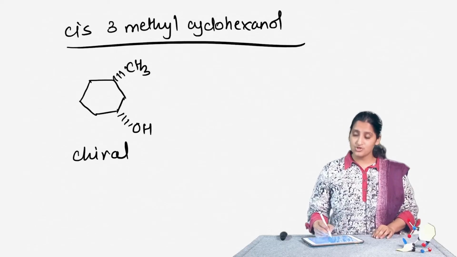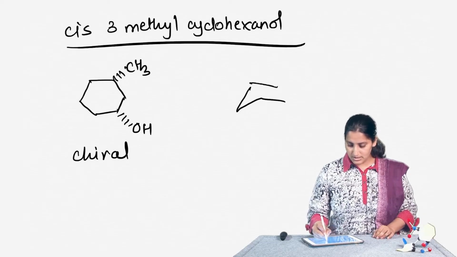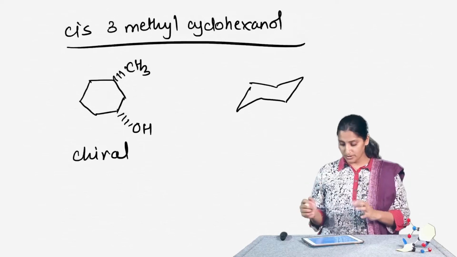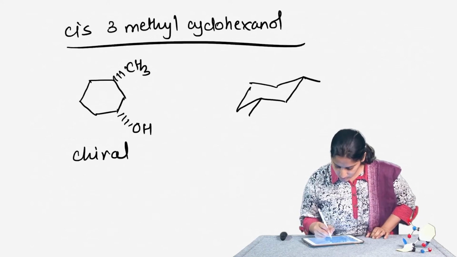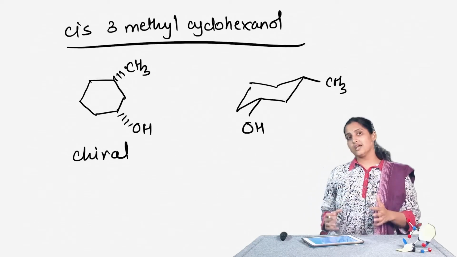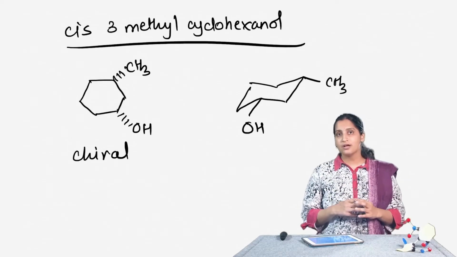You can even draw the chair and look at it. So, this is cis meaning both of them have to go in the same direction. So, I am going to draw it going down, this one also goes down, this is CH3, this is OH. So, even in the chair form, you can see that there is no plane of symmetry.